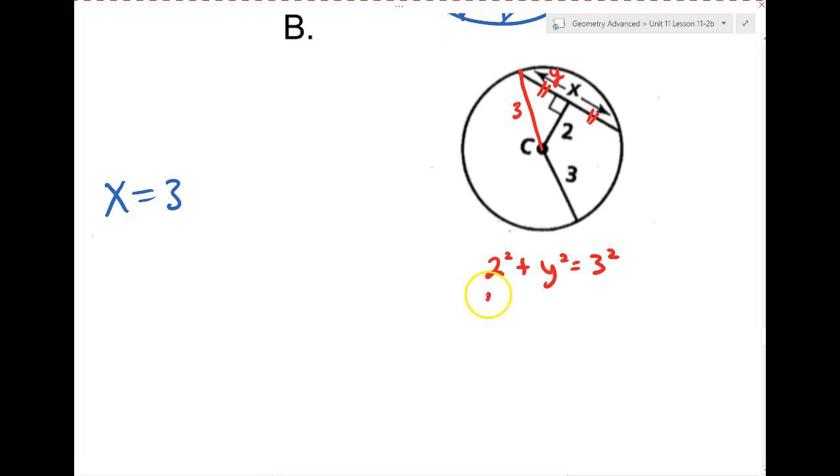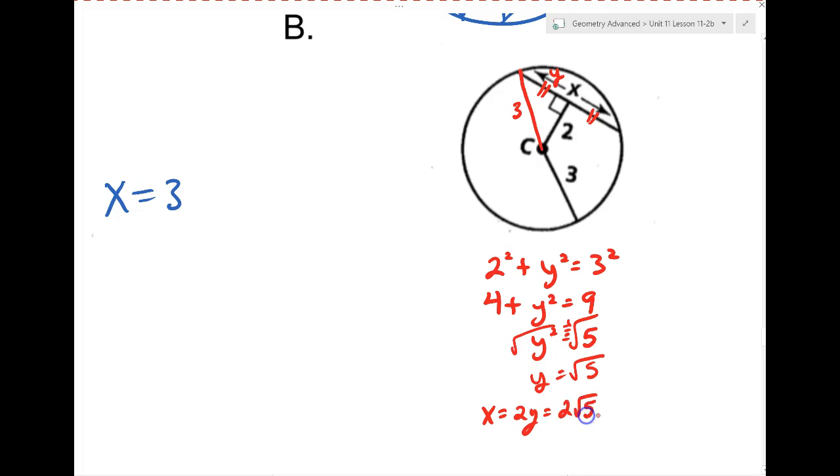At least it's nice numbers, guys. So we got 4 plus y squared equals 9. y squared is equal to 5. I'll take the square root of it. y is equal to the square root of 5. But what's x going to be? 2y, right? So 2 root 5. Now I'm going to be okay if you punch that into your calculator. Would you guys get, to the nearest 10th, 2 times the square root of 5? Awesome. 4.5.